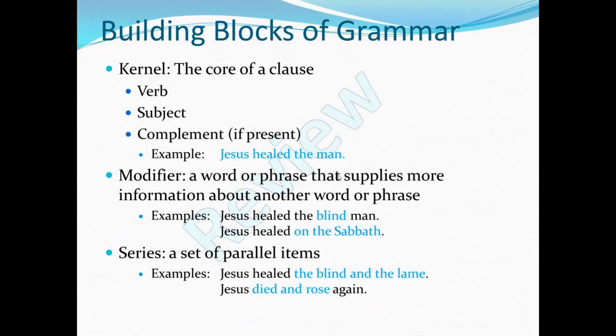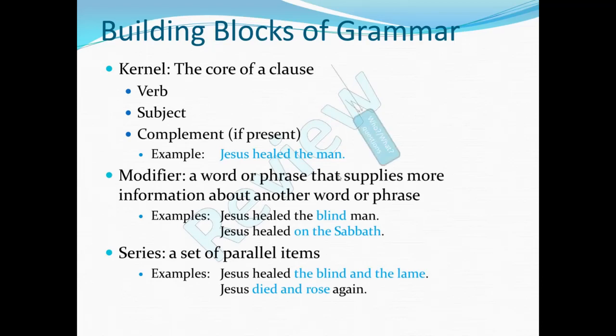The building blocks of grammar are those kernel elements that I just mentioned, and then there are modifiers, words or phrases that supply more information about some other word or phrase, and there are series. I've shown 2 series here, the blind and the lame, died and rose. These are each pairs of items in a series, but a series can theoretically have any number of items at all.